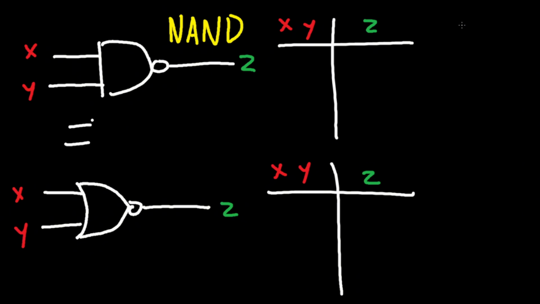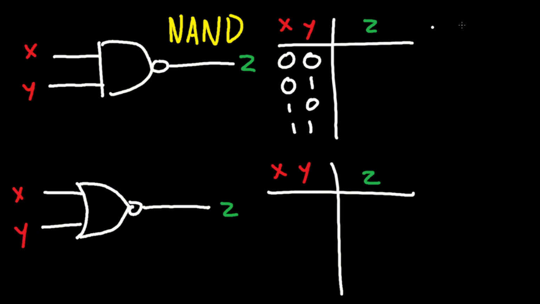So if you were to draw this consecutively, this is an AND gate right here, then you would simply put a NOT gate after it, and these two are equivalent. So the outputs would be the same for these. And I'll show you why. Let's go ahead and draw the truth table. These are the possible inputs for the truth table.